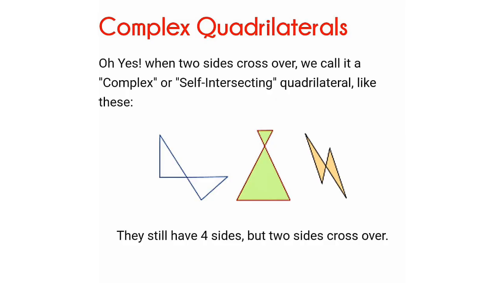And what is a complex quadrilateral? When two sides cross over, we call it a complex or self-intersecting quadrilateral like these. Look at the shapes, they still have four sides but two sides cross over. I know this is difficult.